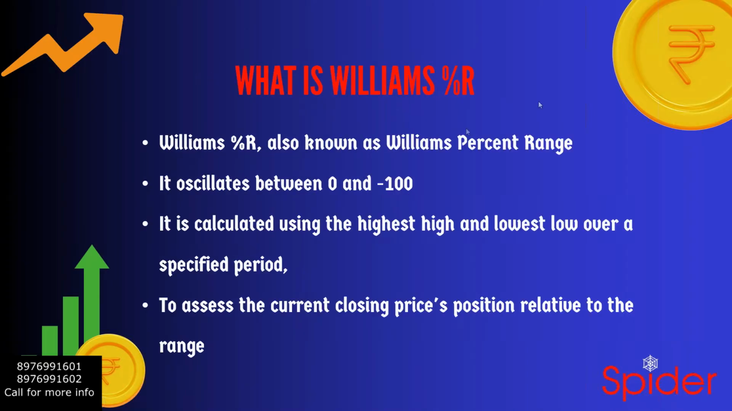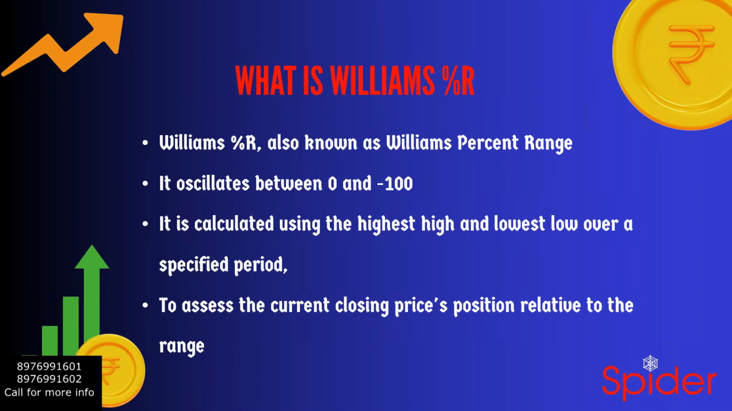So what is Williams percentage R? It is also known as Williams percentage range. Here R stands for range, so your first doubt is clear: percentage R is Williams percentage range. Like stochastic RSI and the other oscillators, it is also an oscillator. We can see it in the second point here. It oscillates between 0 and -100.